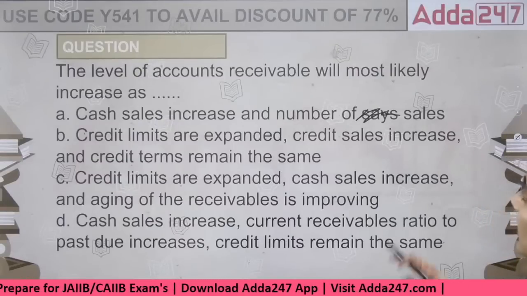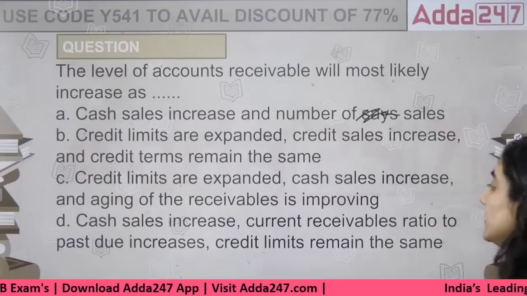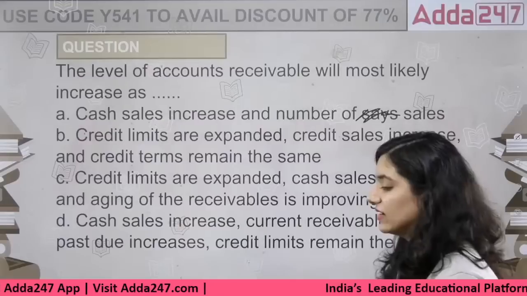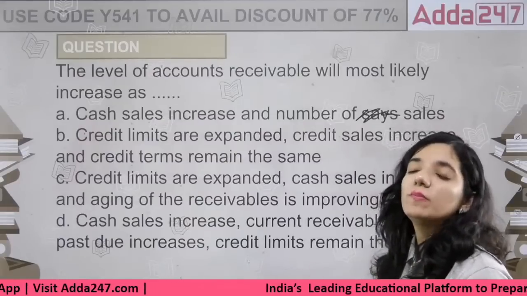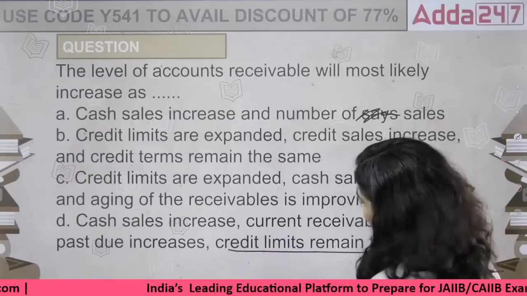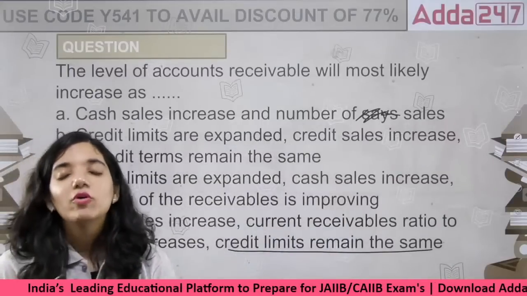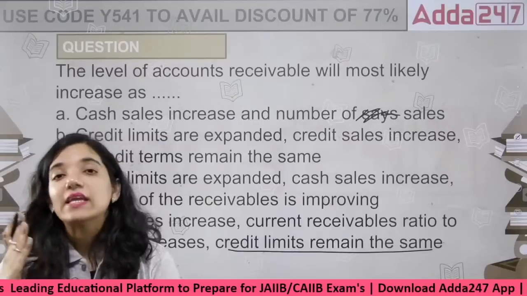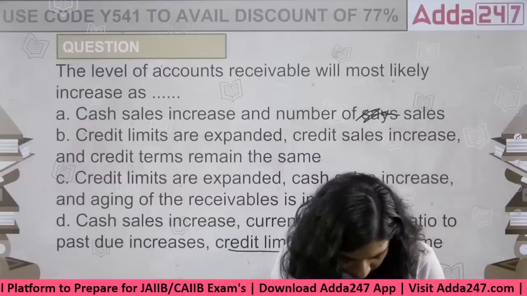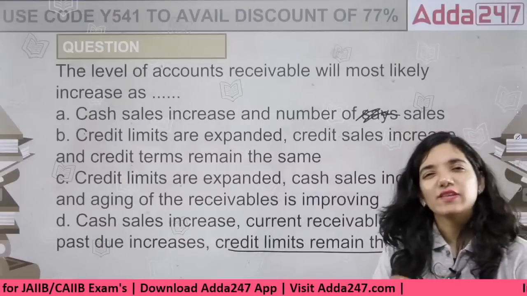One of the best ways through which our accounts receivable, that means the people who are supposed to pay us, is increasing would be cash sales is increasing, current receivable ratio to the past is increasing. That means in this period we have more people from whom we have to take the money. That is more, and credit limits remain the same. The limit is still the same, but people have taken more credit sales, and right now they are taking their time to give us the money. So this question is more or less about the confusion in terms of the language, nothing else.